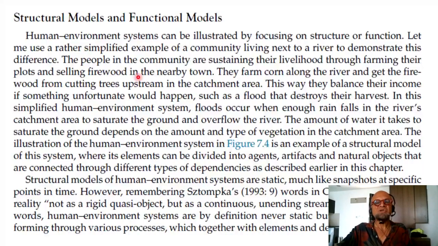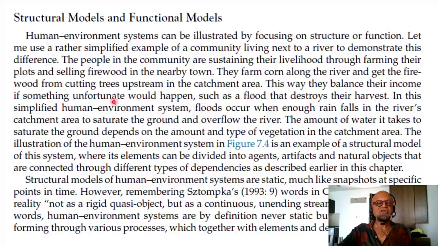Structural models and functional models. Human environment systems can be illustrated focusing on structure or function. Let me use a rather simplified example of a community living next to a river to demonstrate this difference of structural and functional model representation. The people in the community are sustaining their livelihood through farming their plots and selling firewood in the nearby town. They farm corn along the river and get firewood from cutting trees upstream in the catchment area.